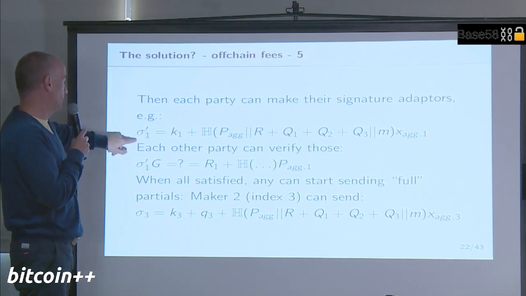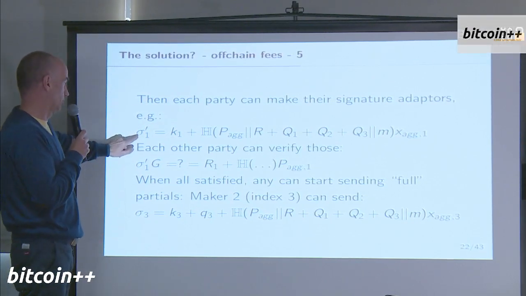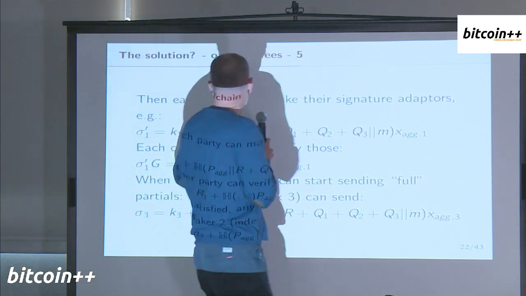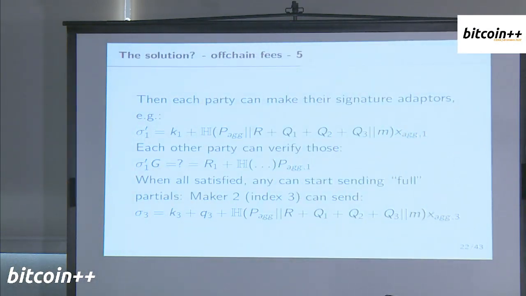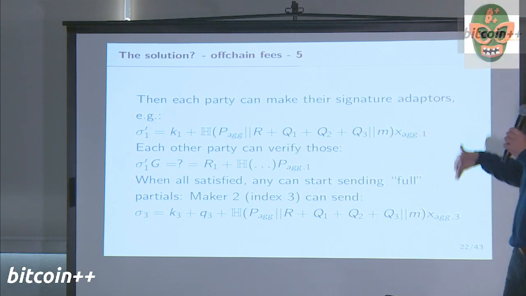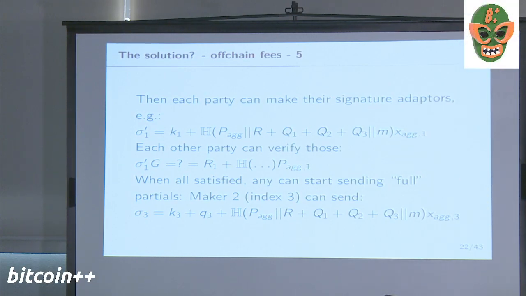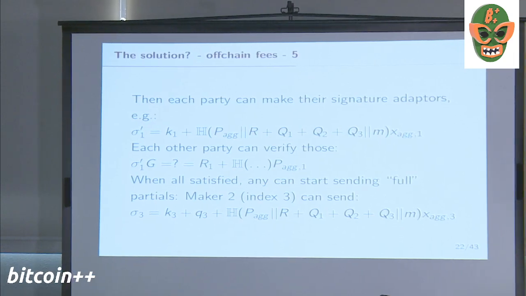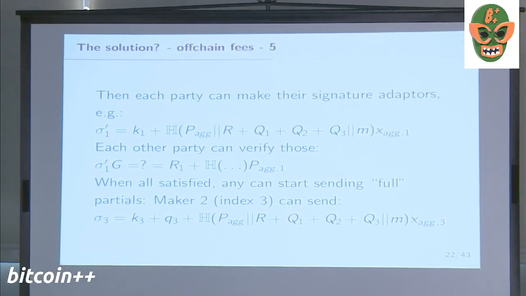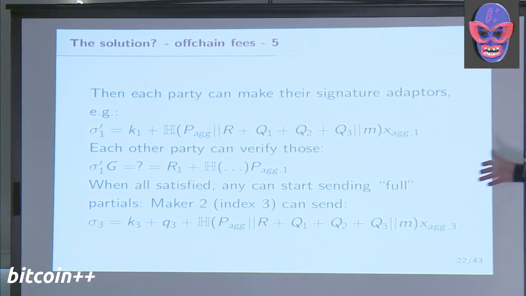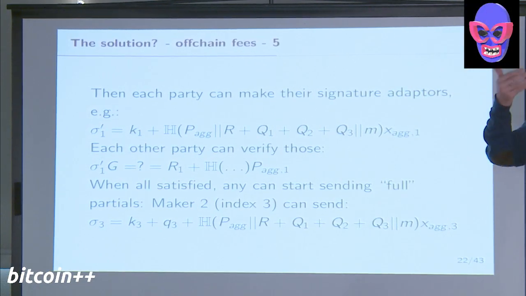So each party makes their own adapter. Everyone has to send an adapter to everyone else, corresponding to their own adapter secret Q_i, and they all share those around. And adapters are verifiable, so each person can verify that the adapter signatures from all the other parties are correct. When everyone's satisfied, any one person in the group can send their partial signature first.